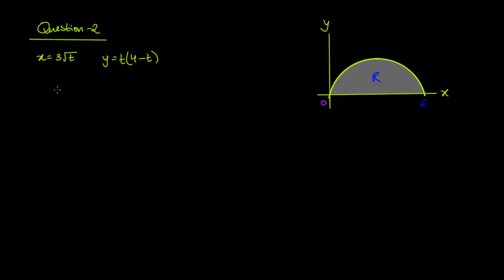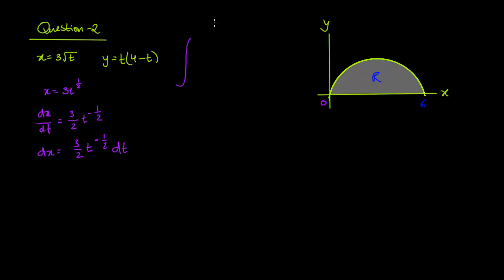Alright guys, so we'll be moving on to question 2. Remember, we first have to find dx in terms of dt and t. So x is equal to 3t to the power of a half. So dx over dt will therefore be equal to 3 over 2t to the power of negative half. So dx will be equal to 3 over 2t to the power of negative half dt.